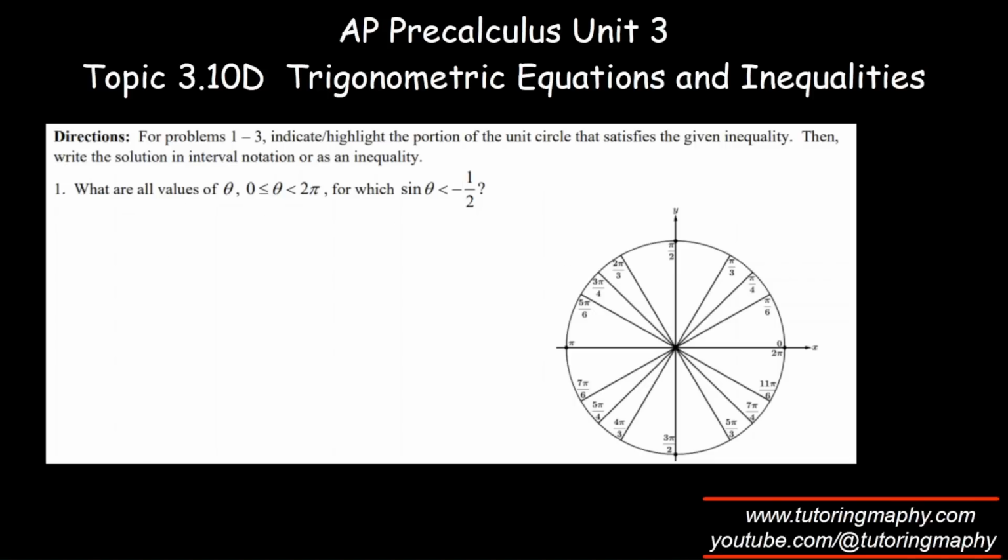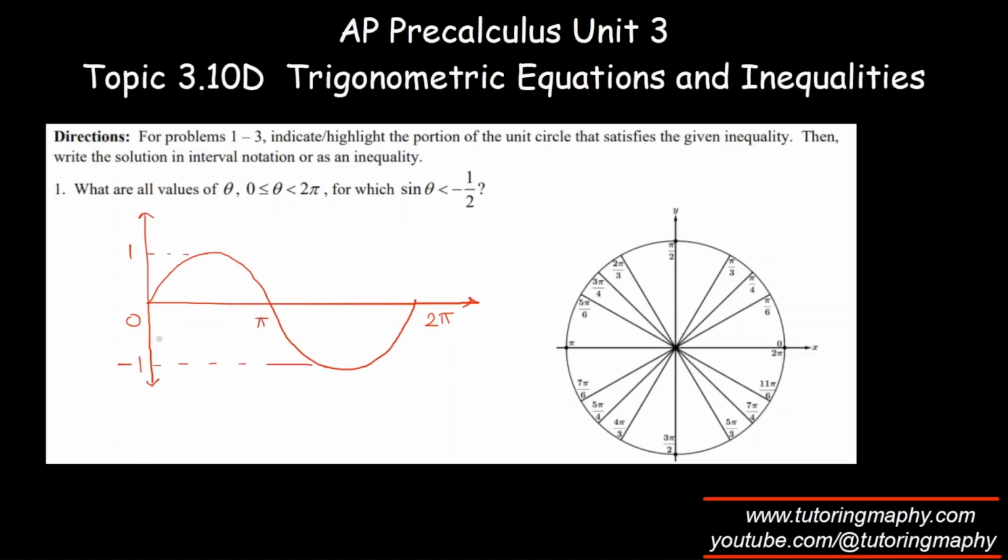But anyway, what I prefer is I make the graph of the parent function, as in sine theta from 0 to 2 pi, which by this time I hope you guys remember. If you don't, then please memorize these parent function graphs as soon as possible, because this unit is going to be easy for you if you remember these basic things. So this is 1, this is minus 1. Okay, I want less than negative 1 over 2.